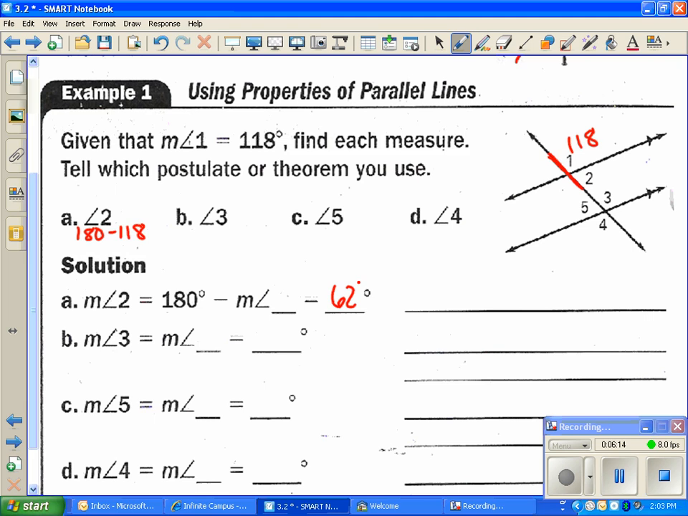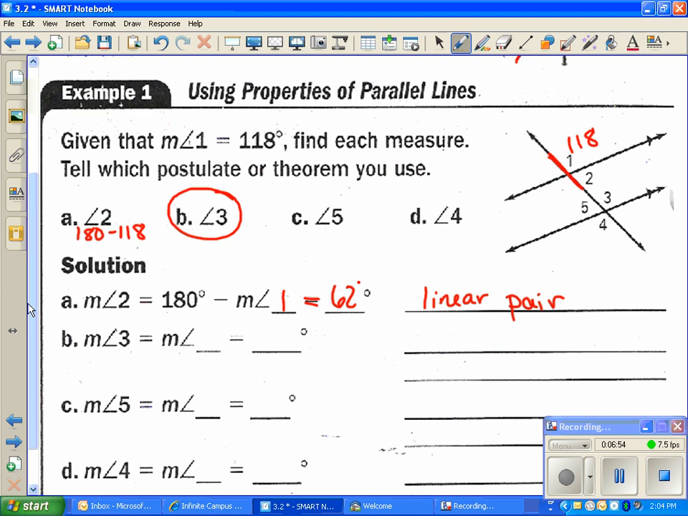And the reason behind that is because they form a linear pair, right? Okay, that's why. So the measure of angle 2 is 180 minus the measure of angle 1, which gives you 62 degrees. All right, measure of angle 3. What do we know about angle 1 and angle 3? What kind of angles are they? We don't know they're 90. Does it tell me that? Well, actually, it tells me angle 1 is 118.